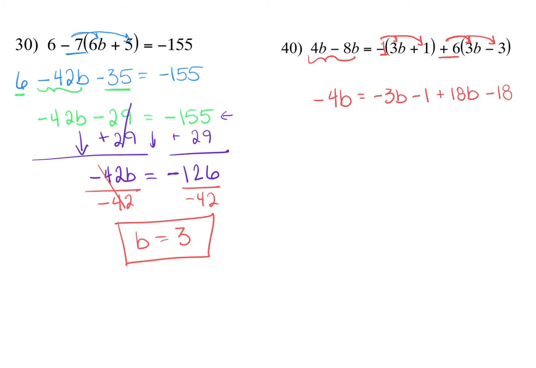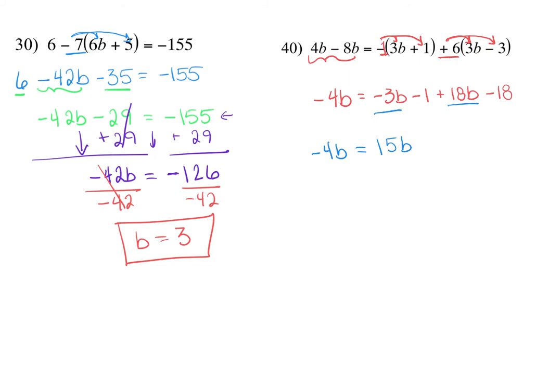So while my left-hand side is as simple as it can get, my right-hand side has like terms. Again, you are not doing the opposite if you are just combining the terms on one side. So I have a negative 3b and a positive 18b. That's positive 15b.